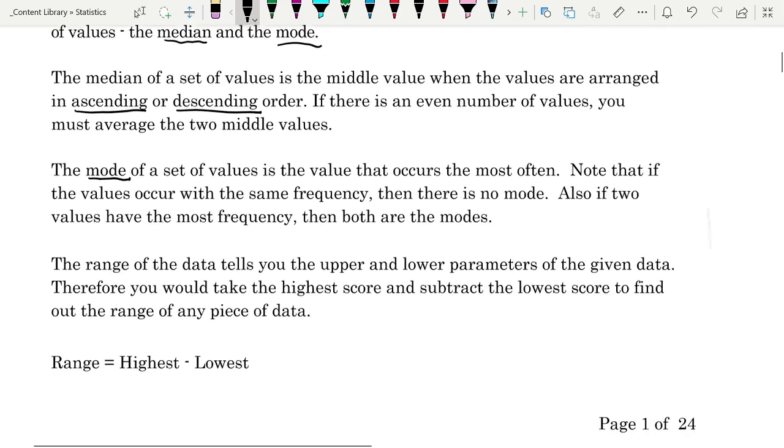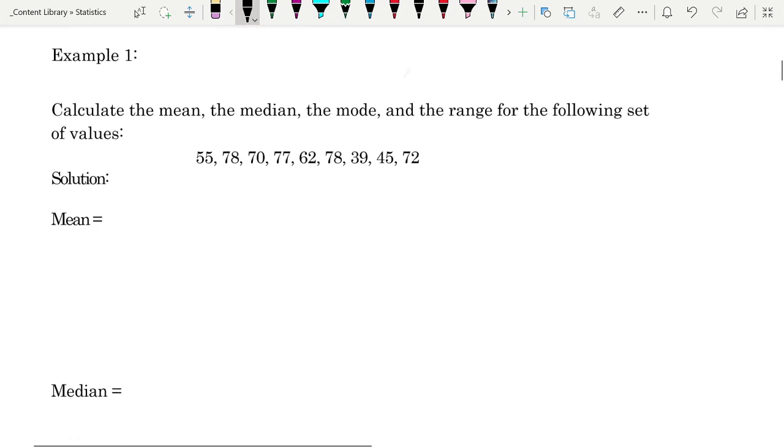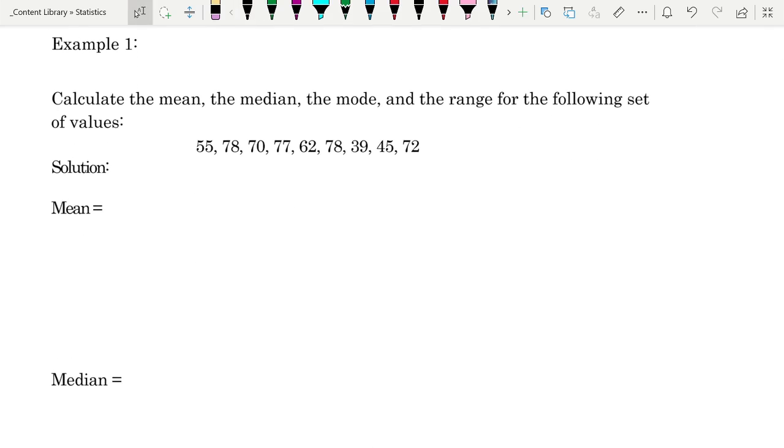Finally, there's the range of the data. The range of the data tells you the upper and lower parameters of the given data. Therefore, you would want to take the highest score and subtract the lowest score. So there's a little formula for you: range equals highest minus lowest. So let's do some examples. There's a nice set of data right there. Calculate the mean, the median, the mode, and the range for that set of values.